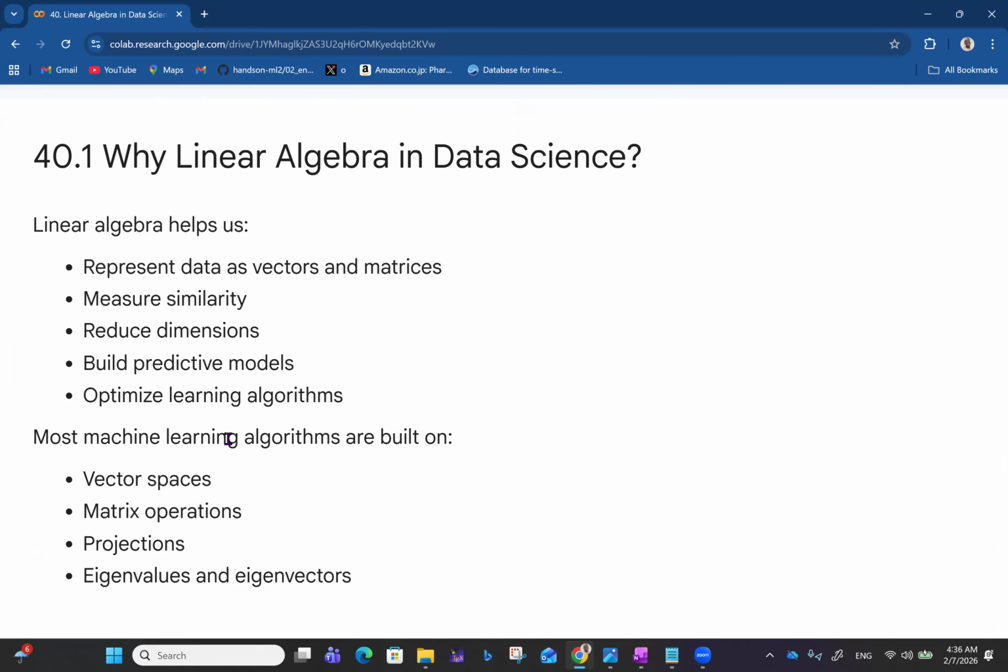Then most machine learning algorithms are built on, of course, machine learning is an integral part of data science. So when you see machine learning, it is actually representative of data science. So most machine learning algorithms are built on vector spaces, matrix operations, projections, eigenvalues, and eigenvectors. And these are concepts you already saw in linear algebra. So you see that linear algebra is a bedrock for machine learning and largely data science.